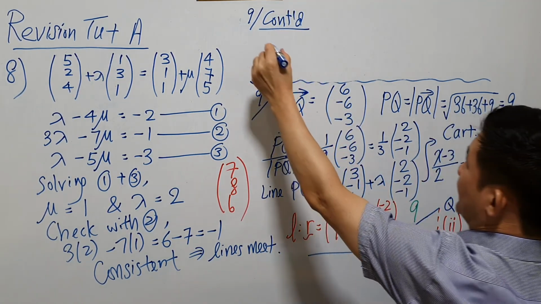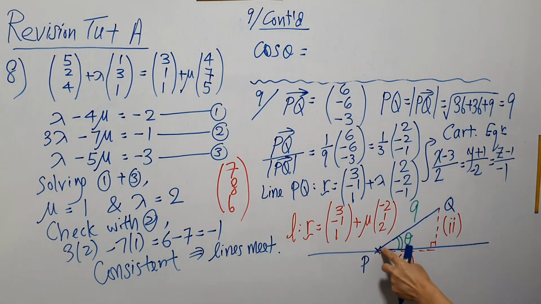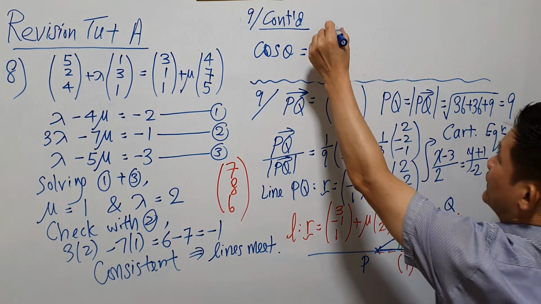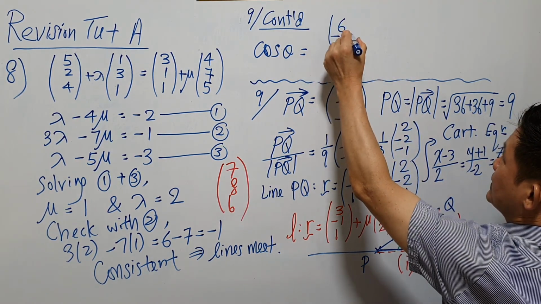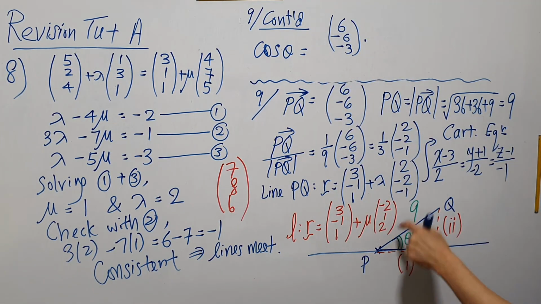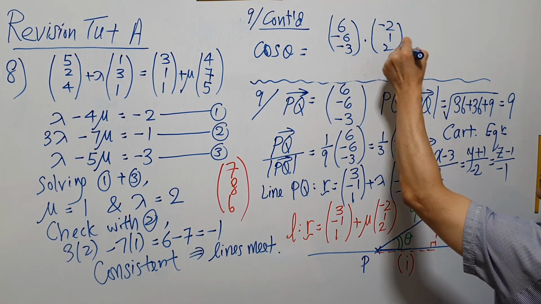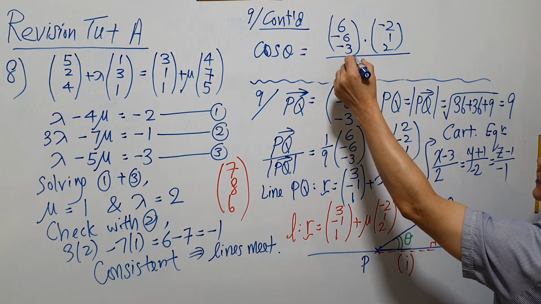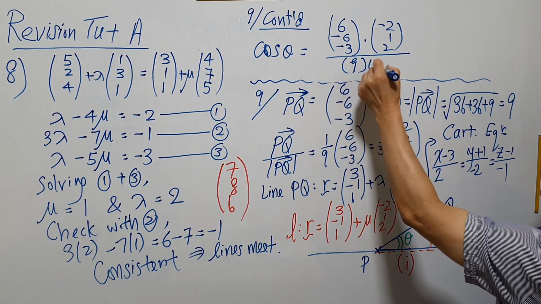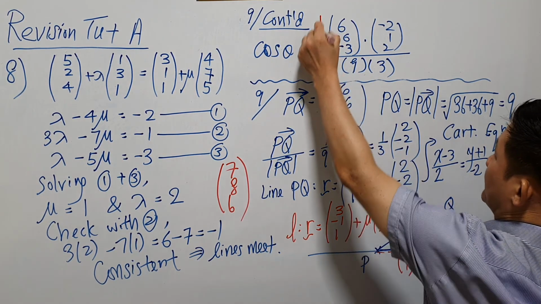Okay, you can write cos theta is equal to, take the vector PQ, which is this. The vector PQ is 6, minus 3, dot with the direction vector of the line, which is minus 2, 1, 2. Then divide by the magnitude of this, which is 9, and then the magnitude of this, which is 3. Now, I told you before, to find the angle between two lines, it must be the acute angle. And I want you to know that between a line and a vector, it also must be an acute angle.